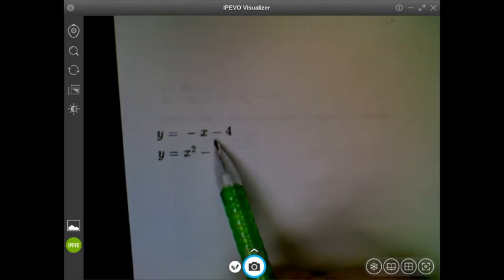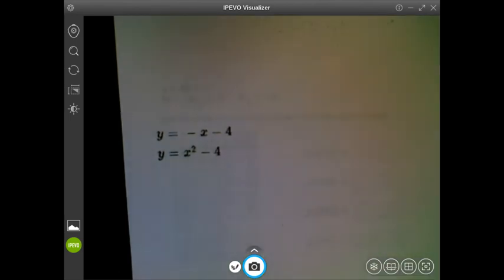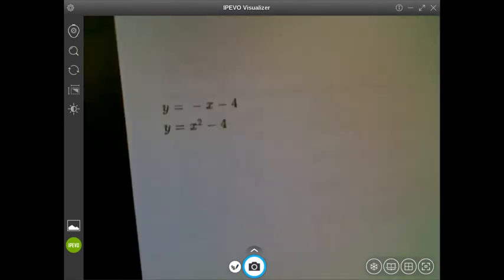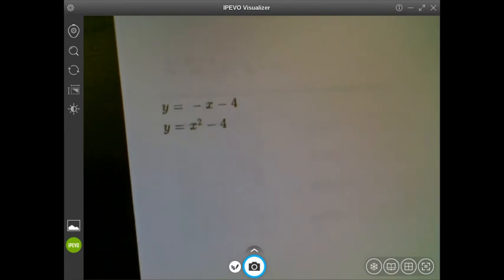All right, so for this one, we have a linear and a quadratic. So this would be a linear quadratic system. So we have two solutions, one solution, or possibly no solutions, right? Those are our options here. So when you're doing this, you have to eliminate either a variable or you can do substitution. Most likely, you're going to do some substitution.